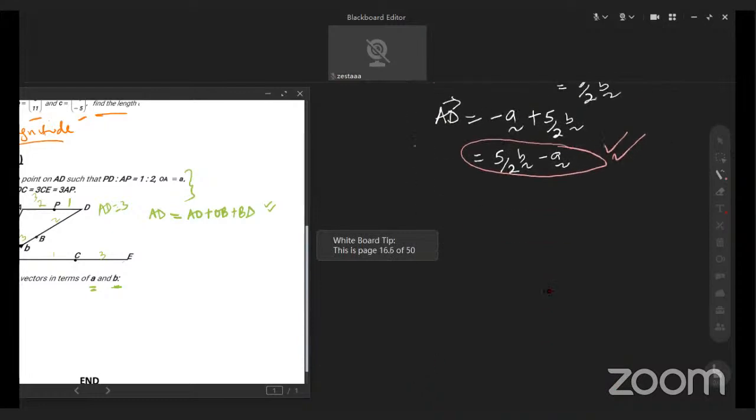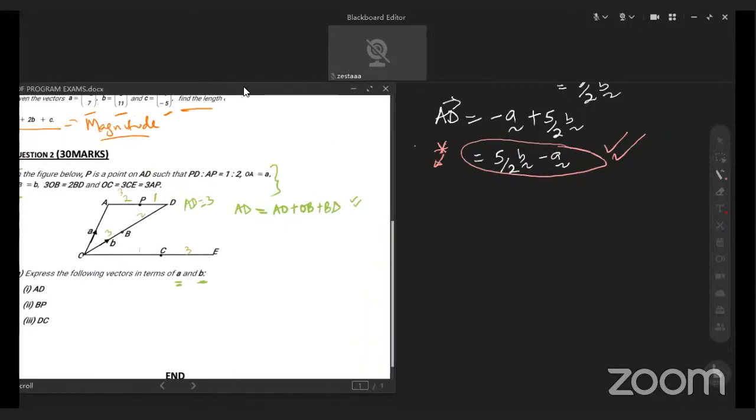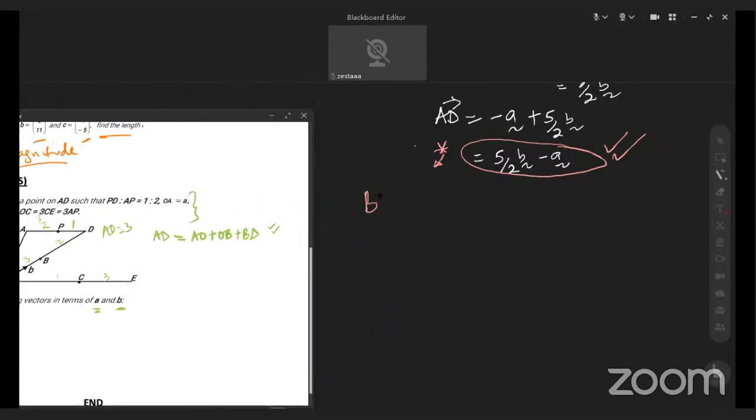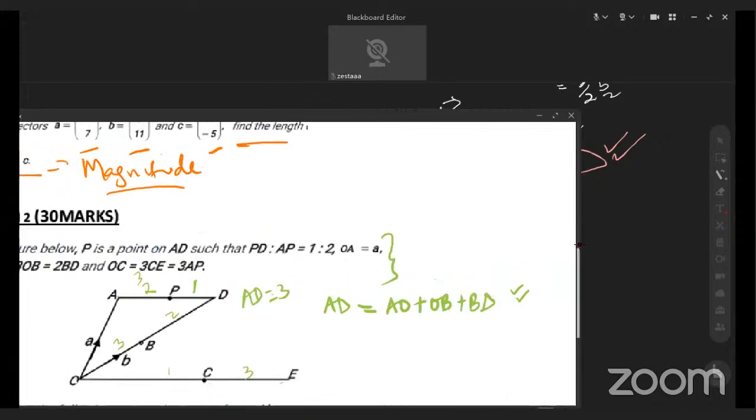Now, members, when you're working out these vectors, what you get in your part A is going to help you to get part B as well. Meaning, if you fail to get AD, there are higher chances that your next one is not going to work out because of that connection. So we are on to the next one. We have been told to find vector BP.